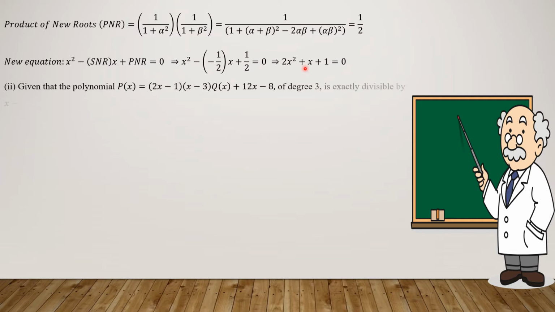Okay, let's look at the Roman 2 then. The Roman 2 says, given that the polynomial p of x of degree 3 is exactly divisible by x minus 1, and that p of 0 equals 10, find q of x.